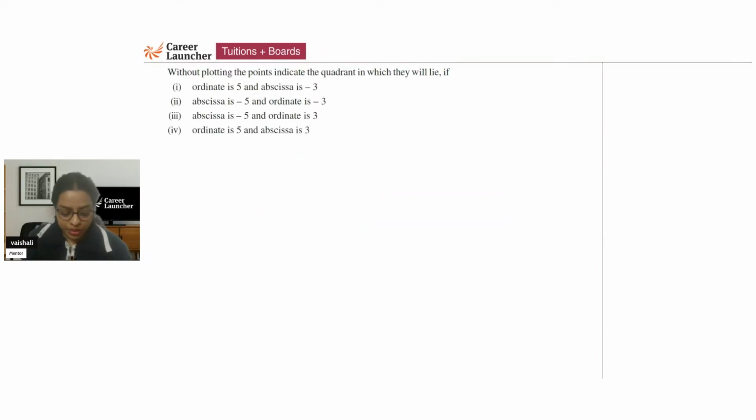Now question number 20. Without plotting the points, indicate the quadrant in which they lie. So we do not have to plot. So it means if abscissa is -3, I'll only consider the negative sign here. Ordinate is positive. What is in the next part? Abscissa is negative and ordinate is negative also. So I'm just writing the sign. Right now I'm not telling exactly which quadrant. Abscissa is negative and ordinate is positive. And finally, abscissa is positive and ordinate is positive also.